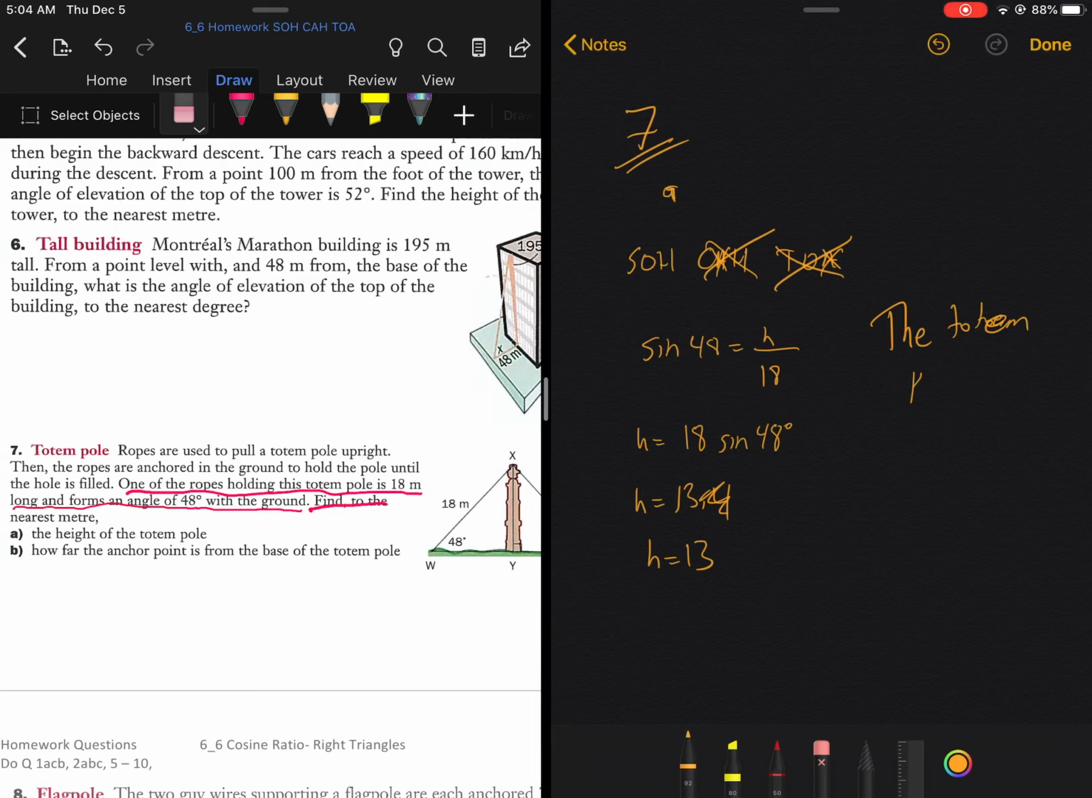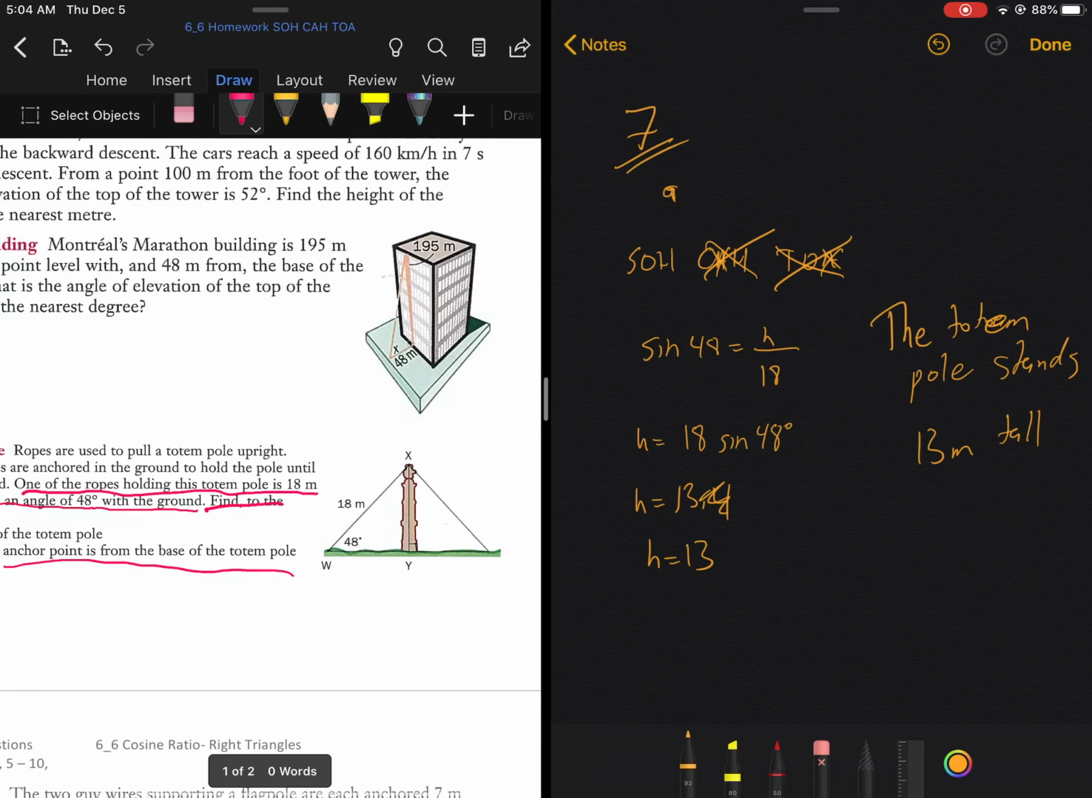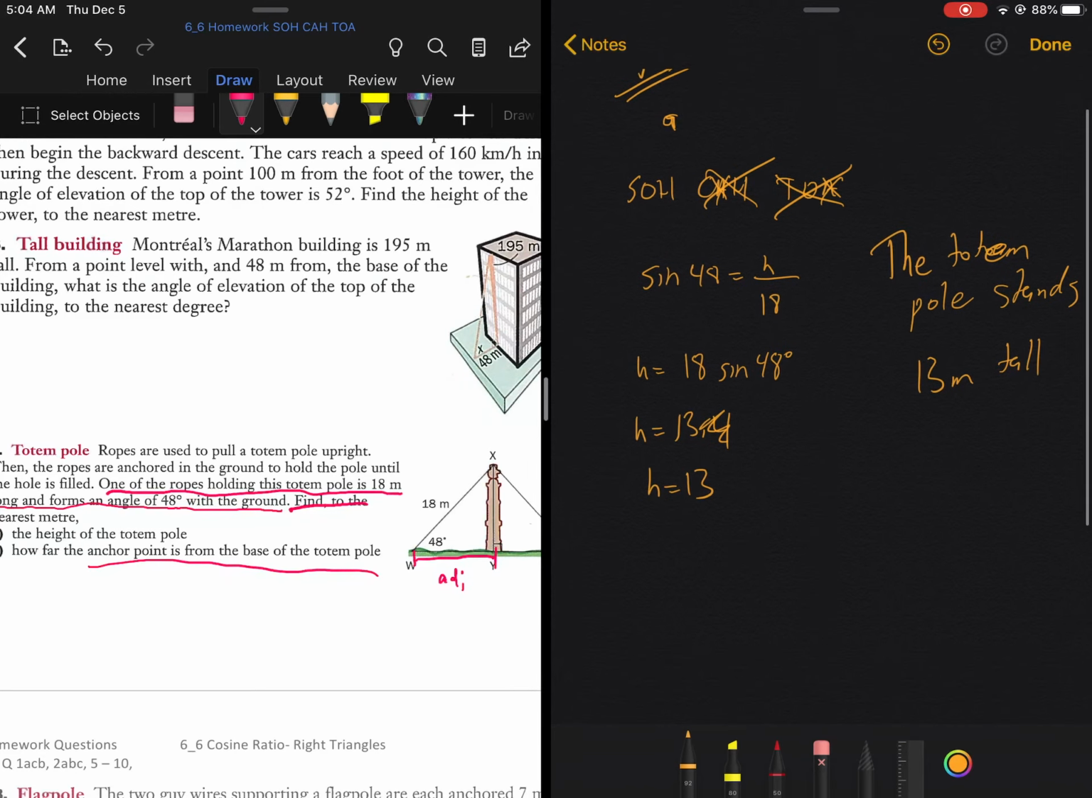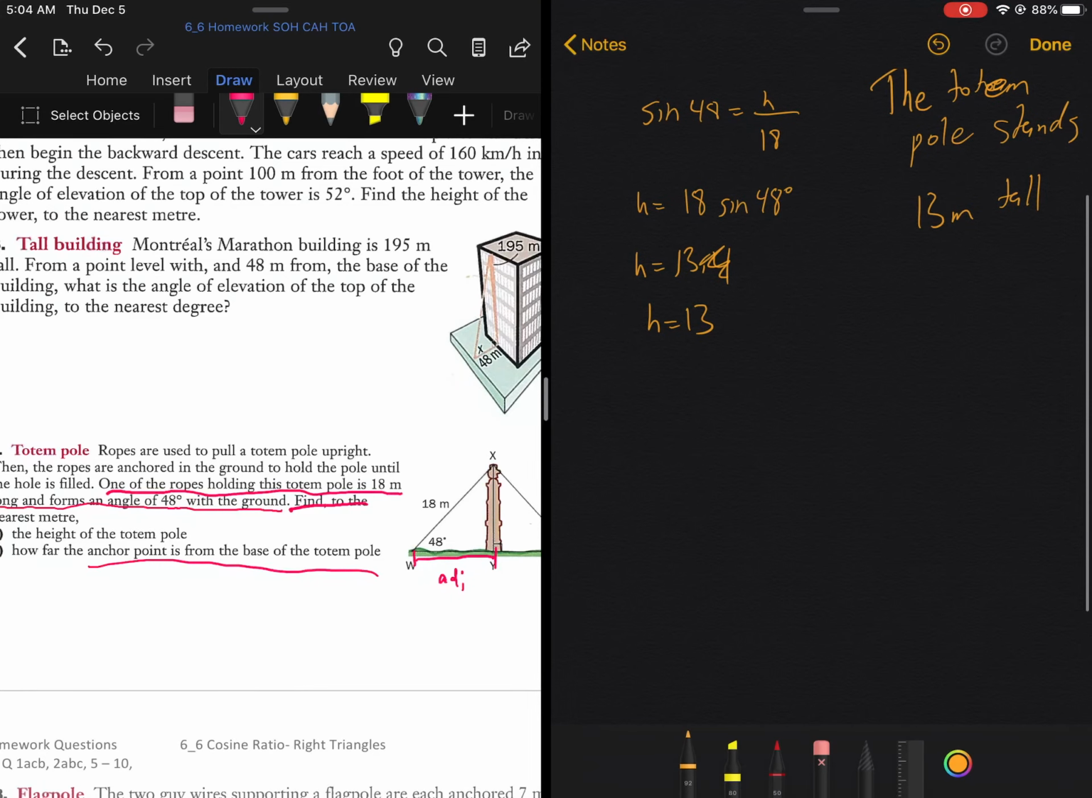The totem pole stands 13 meters tall. How far, find to the nearest meter how far the anchor point is from the base of the totem pole. Oh, I see. So now adjacent becomes important. That's adjacent. It becomes important now.